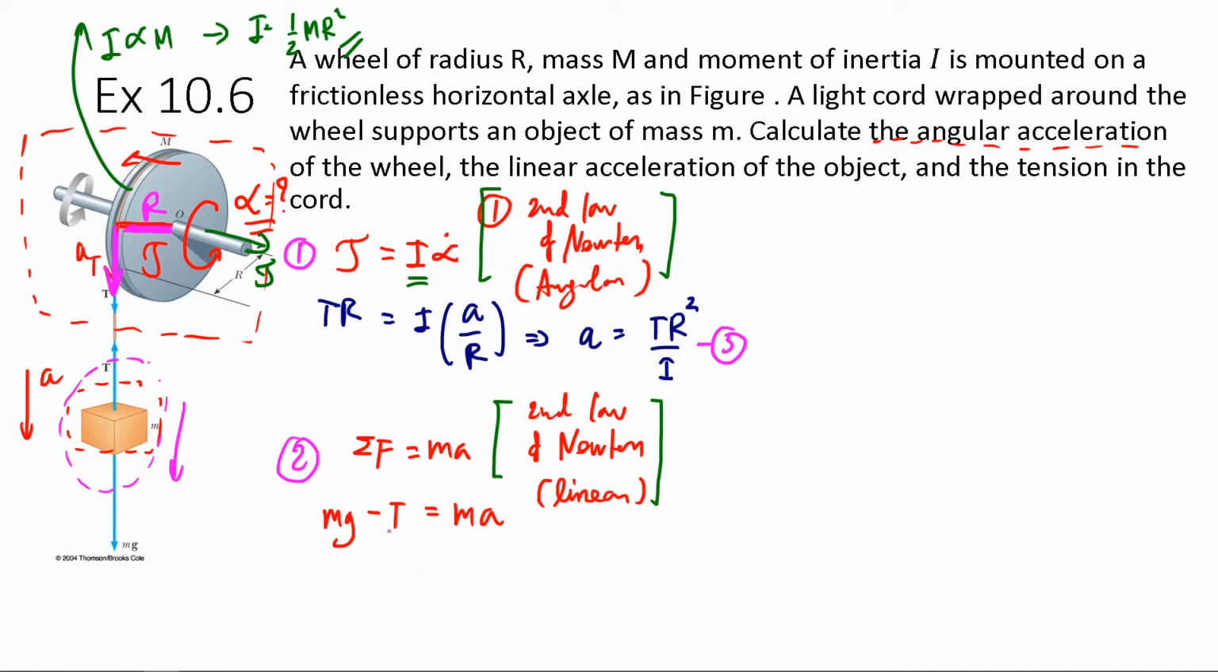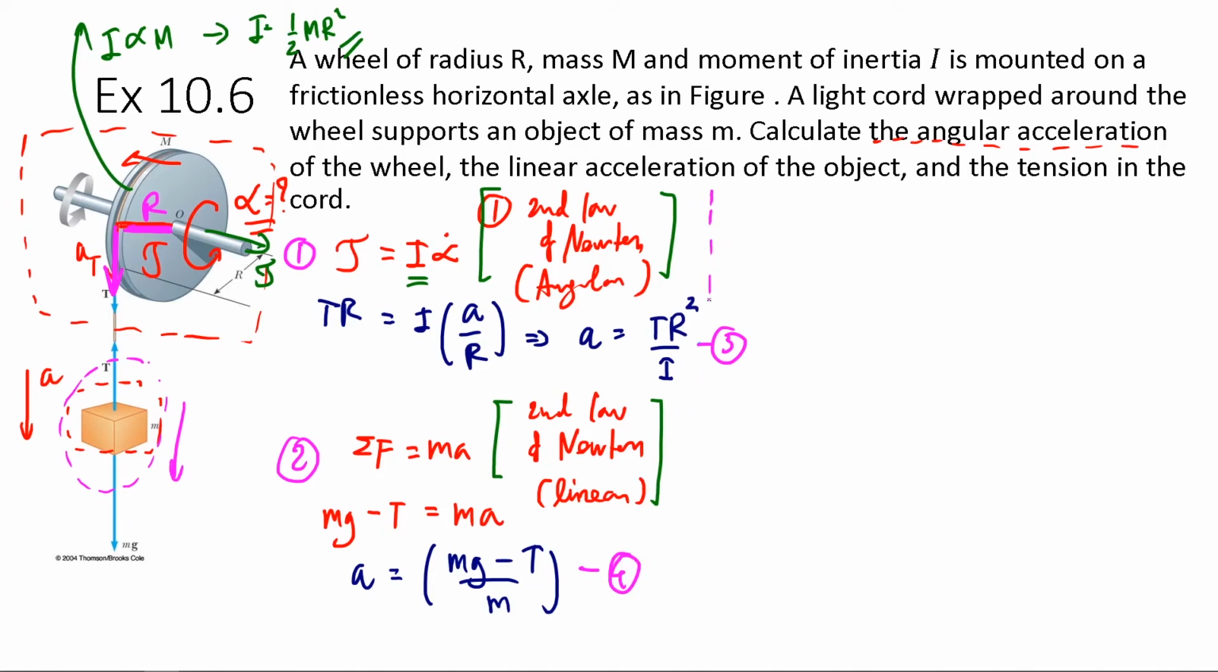How about this term? In this term we can see some relation between the tension and the acceleration as well. If we have the acceleration, we can compare it to equation 3. So I will put everything so that only a is left on one side, and I get a equal to mg minus T over m. Now you have a in this form, so both equation 3 and 4 give a.